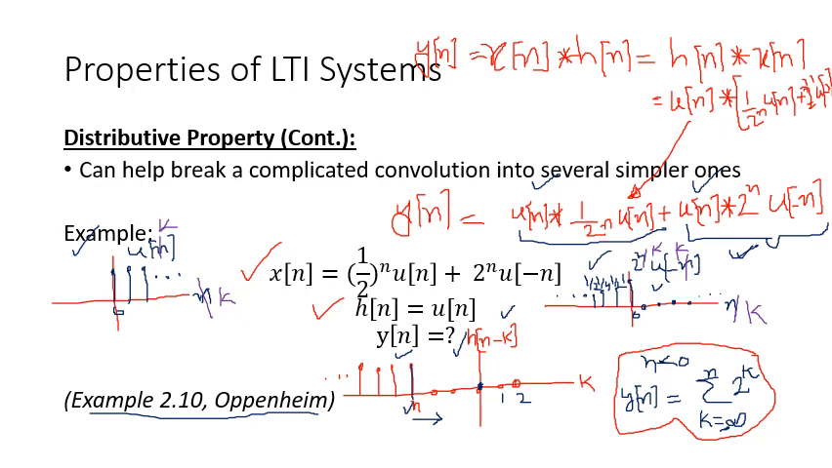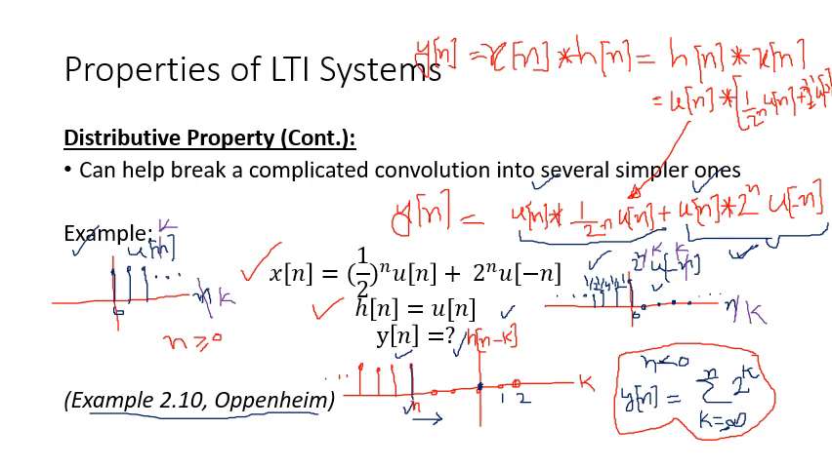And the second case is when you keep on moving the signal and you cross the 0, right? So that means the second case will be, let me write it here, when n is greater than or equal to 0.